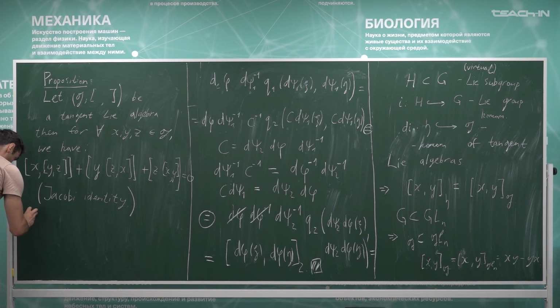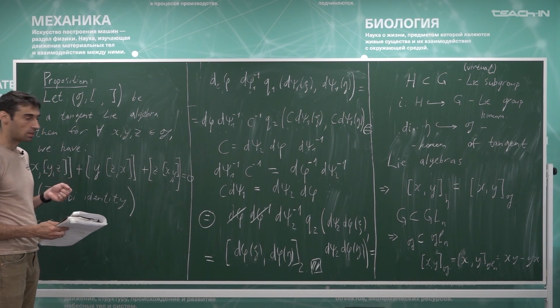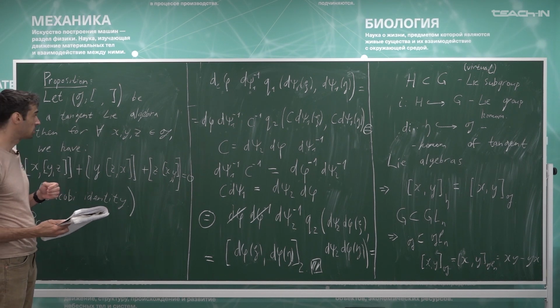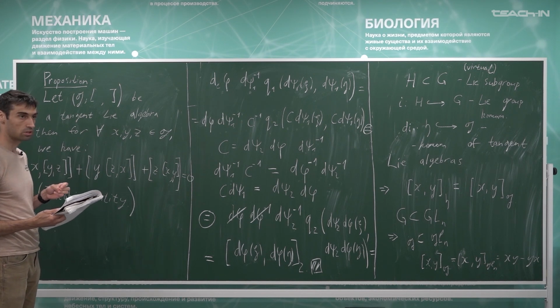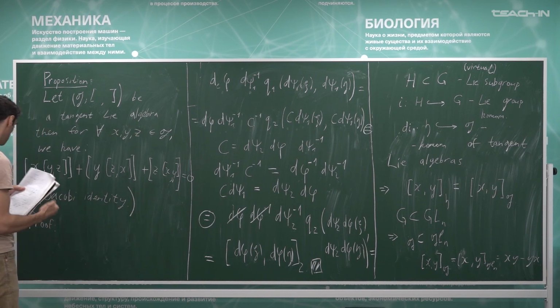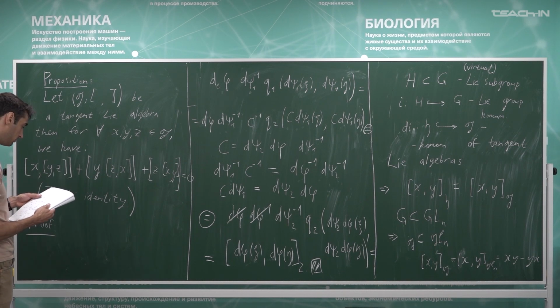Okay, so let's prove it. And on the way of proving this, we'll encounter a couple of very important notions, namely what's called the adjoint representation of a Lie algebra and the adjoint representation of a Lie group. Okay, so what is the idea? We need to consider the following linear map.